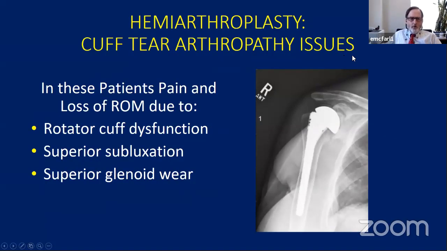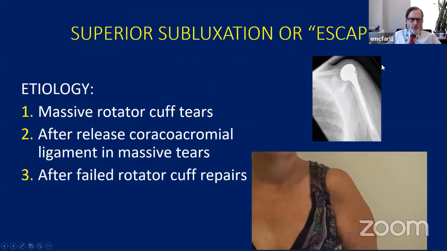So in those patients that lose range of motion, the reason they lose it is because they get superior subluxation, like you see here, or they get superior glenoid wear is another reason. And the third reason, which is probably one of the more prevalent things, is that they get rotator cuff dysfunction. So even though maybe the tuberosity heals in the right spot, they still don't have a functioning rotator cuff. So hemiarthroplasty for fractures is a little bit unpredictable.